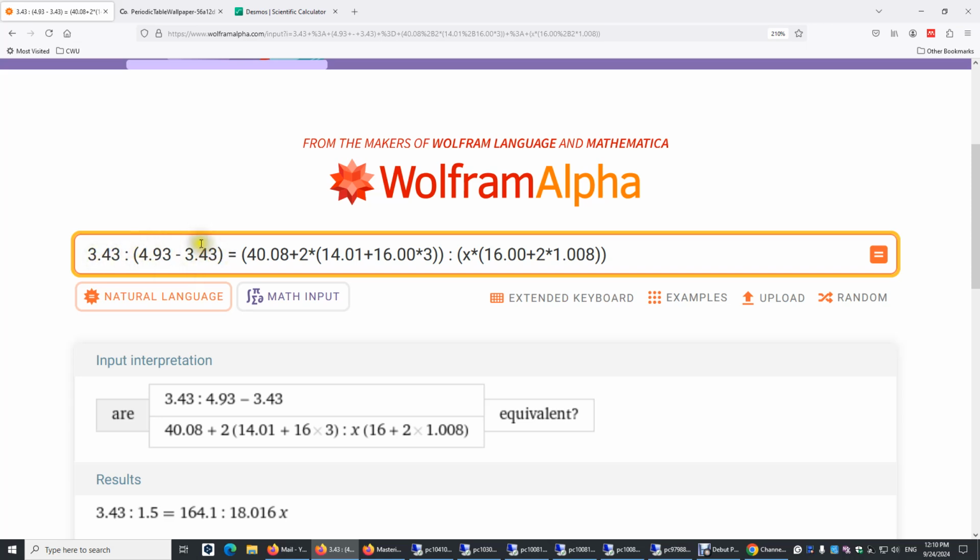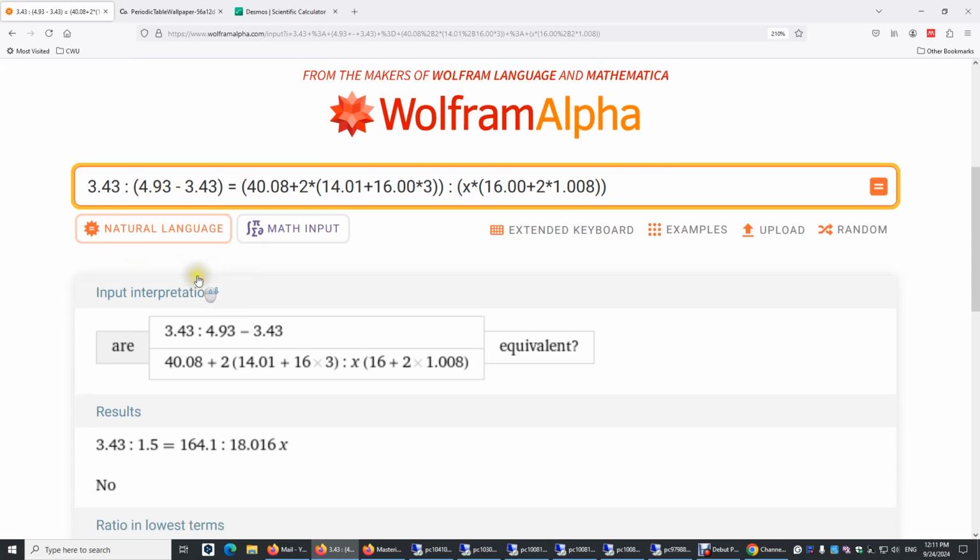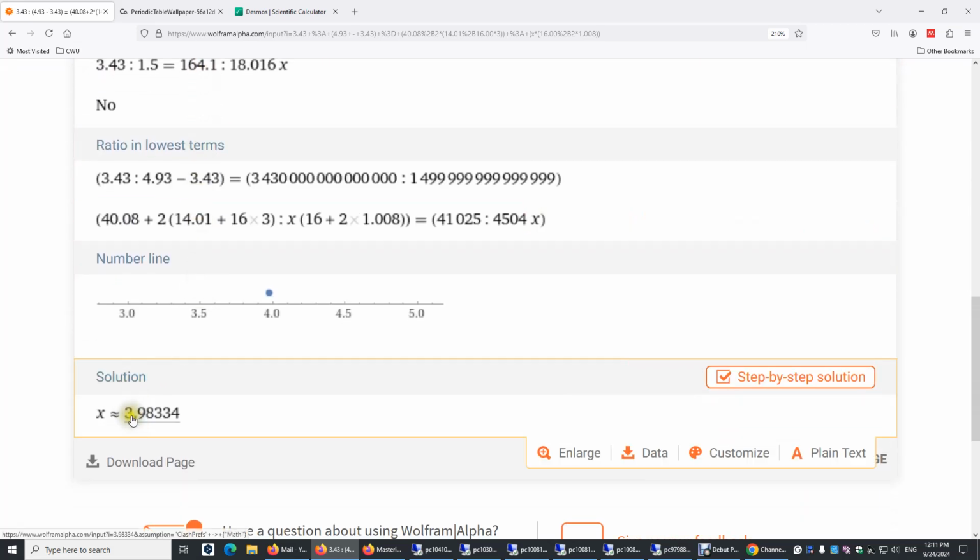3.43 divided by this. And you can also compute this, and then this part is simply this divided by this. And then you can solve for X. X times 18.016 over here is equal to this whole thing, the molar mass of calcium nitrate, divided by this ratio. It's a little tedious, but it's doable. The final answer is 3.98. We need to round it to the nearest integer, which is 4.